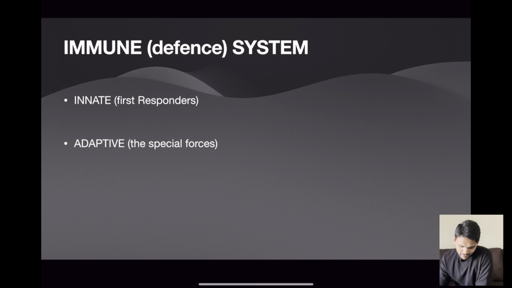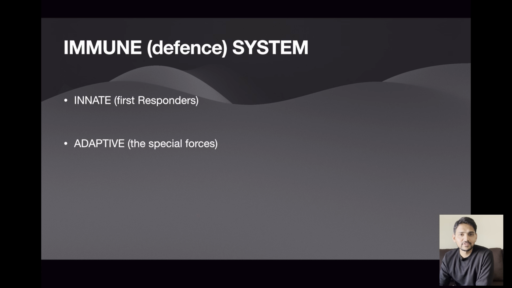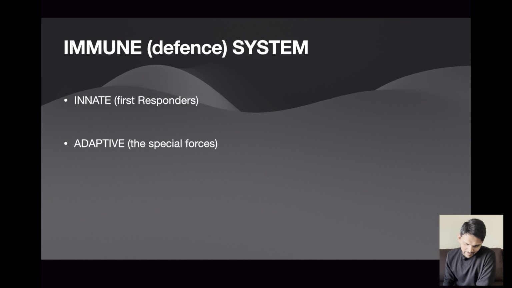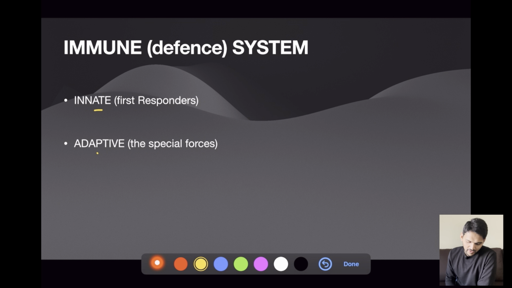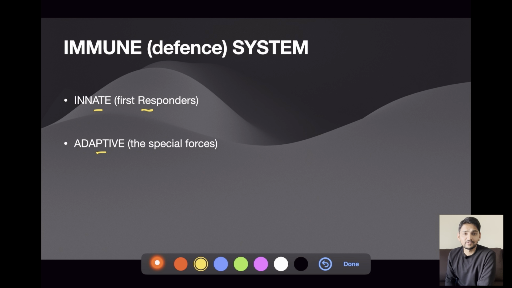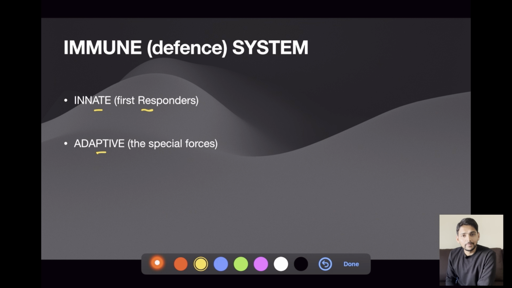Okay. So what is this immune system? Our defense system is basically made up of innate and adaptive immunity. This you might be knowing. Innate immunity is nothing but first responders. It is the one which will respond first. Adaptive immunity is considered as special forces.